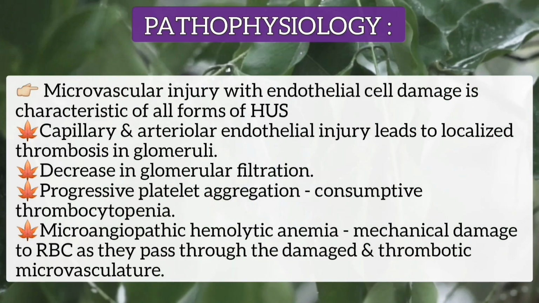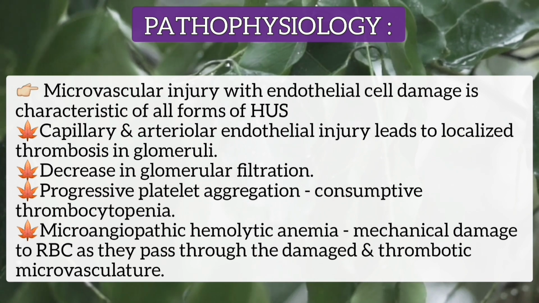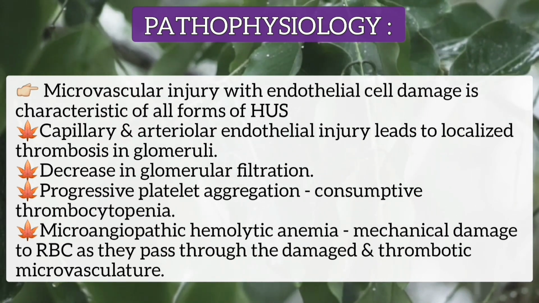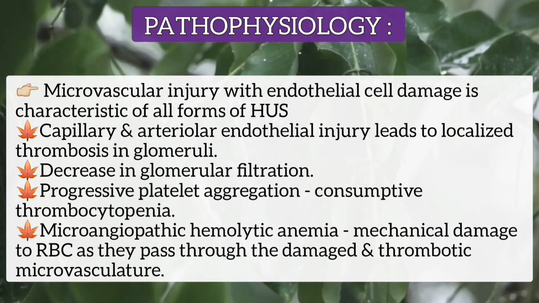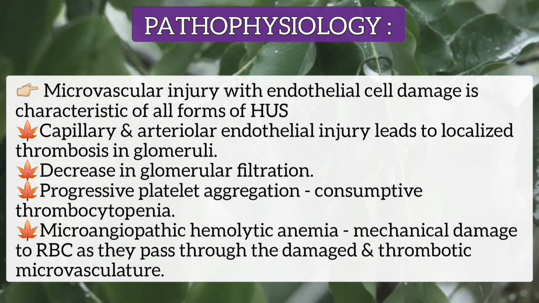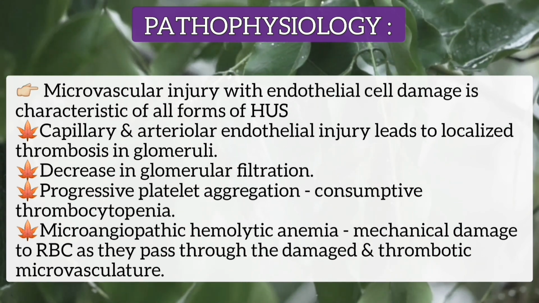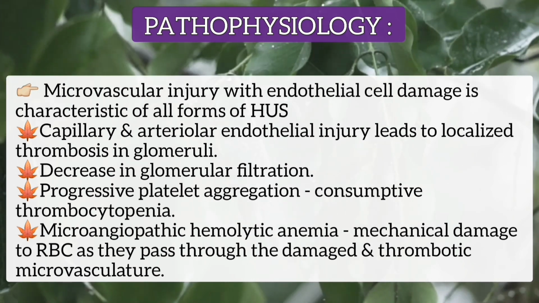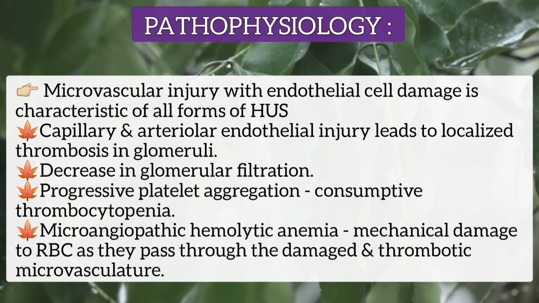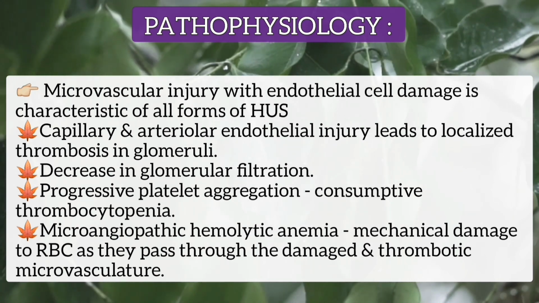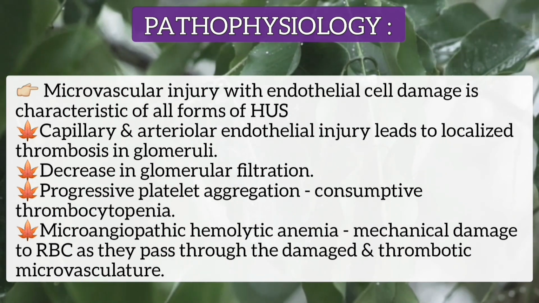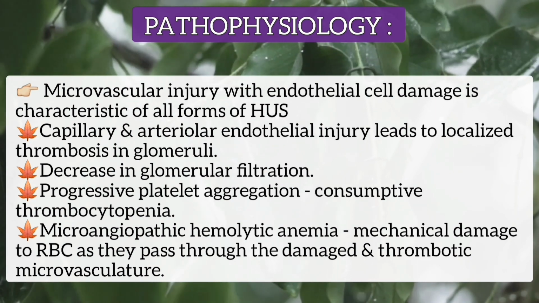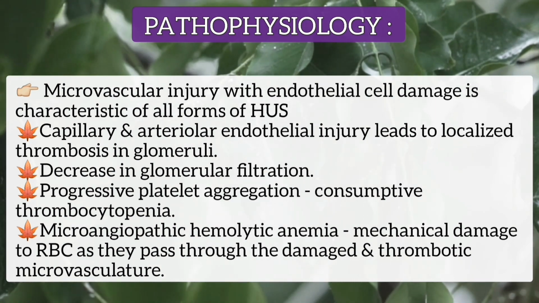Now, the pathophysiology. Microvascular injury with endothelial cell damage is characteristic of all forms of hemolytic uremic syndrome. This capillary and arteriolar endothelial injury leads to localized thrombosis in the kidney, particularly the glomeruli. This leads to a decrease in glomerular filtration. There is also progressive platelet aggregation, which leads to consumptive thrombocytopenia. Now, microangiopathic hemolytic anemia results from mechanical damage to the red blood cells as they pass through the damaged and thrombotic microvasculature.